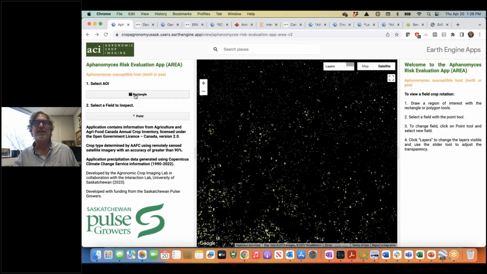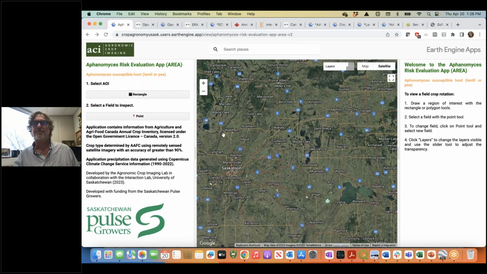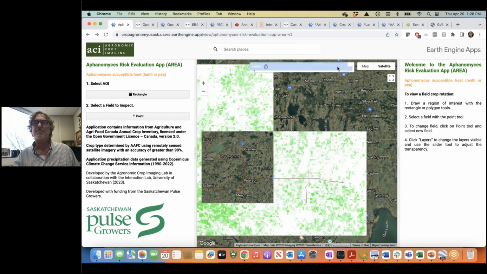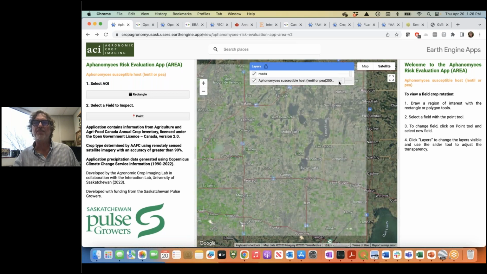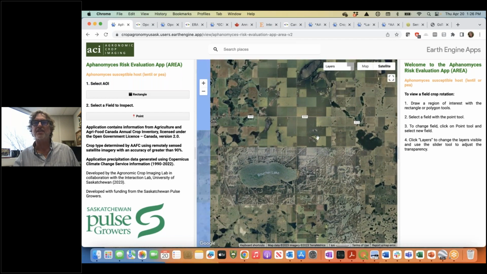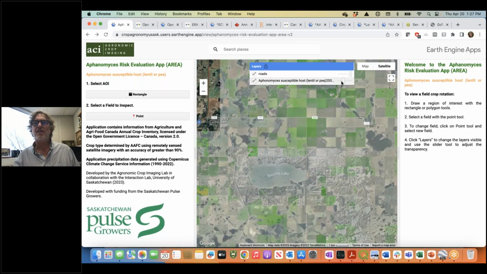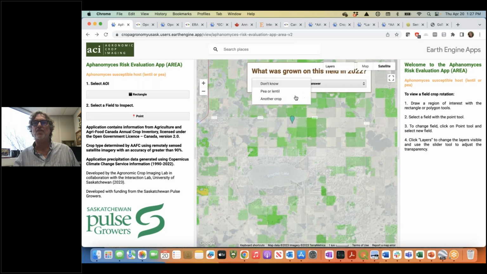Let's pick an area northwest of town here. Sometimes it's useful in areas that have never had peas. Peas or lentils actually appear as white, so it can be a little bit confusing. So sometimes it's good to pull that back so you can still see where your field is. And let's say this field here, we'll check this field here. And we probably know what the answer is going to be for this one.